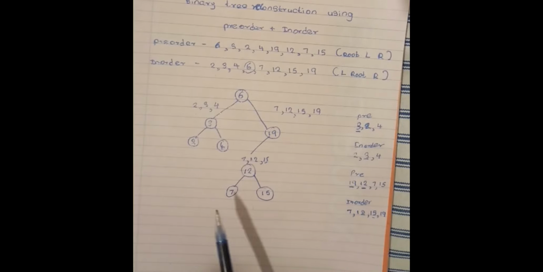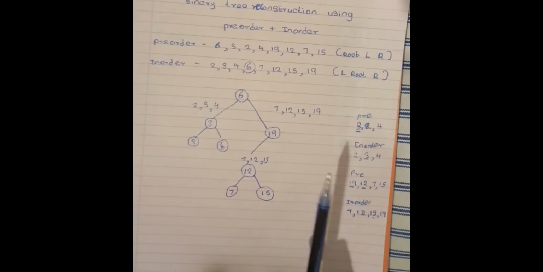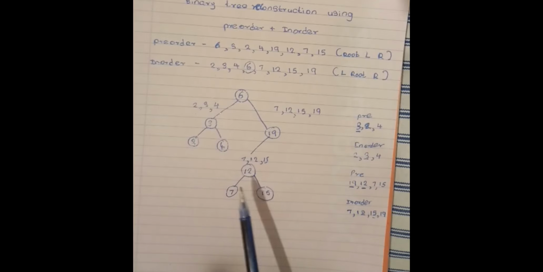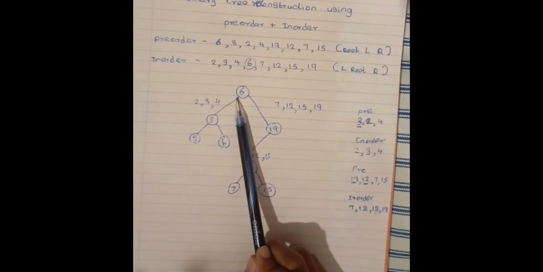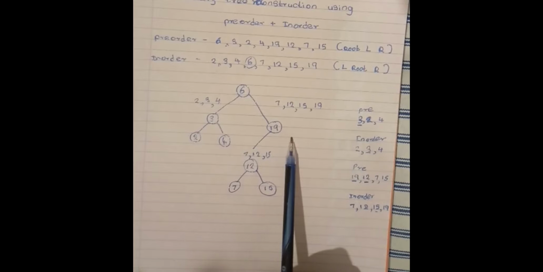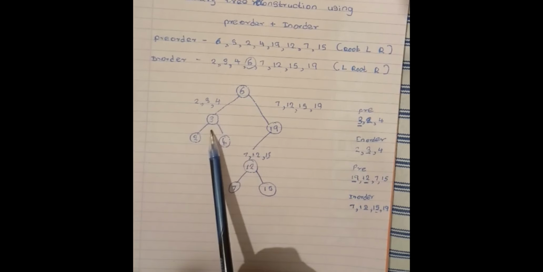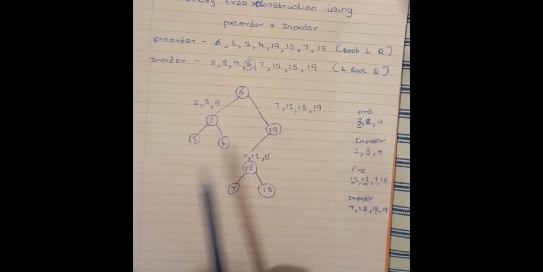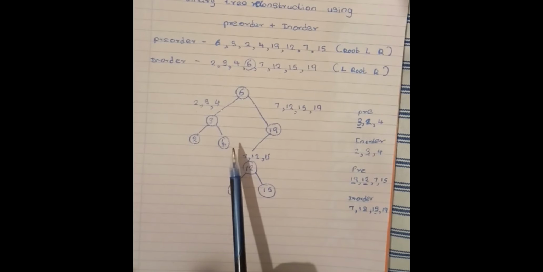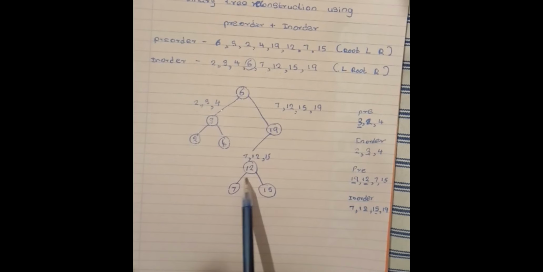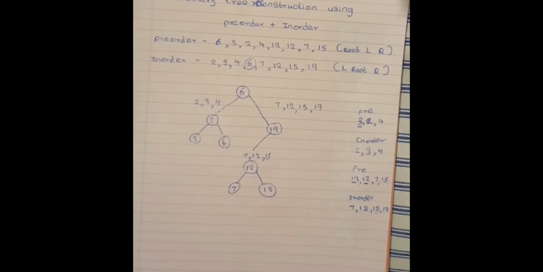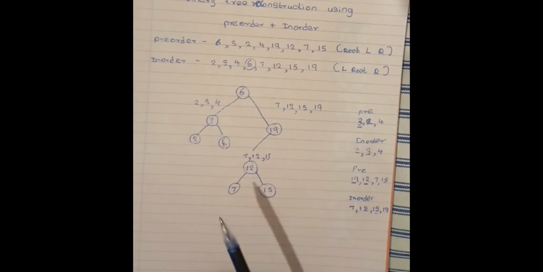After completing all recursive steps, the final tree looks like this. 6 is the root, 3 and 19 are its left and right children. 2, 4, 12 branch further, and 7, 15 complete the structure. This tree is uniquely reconstructed.